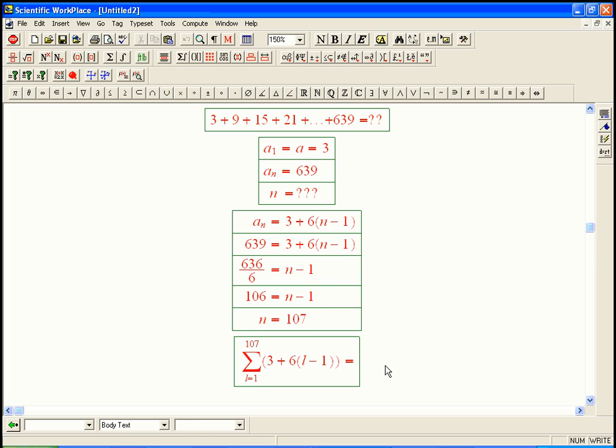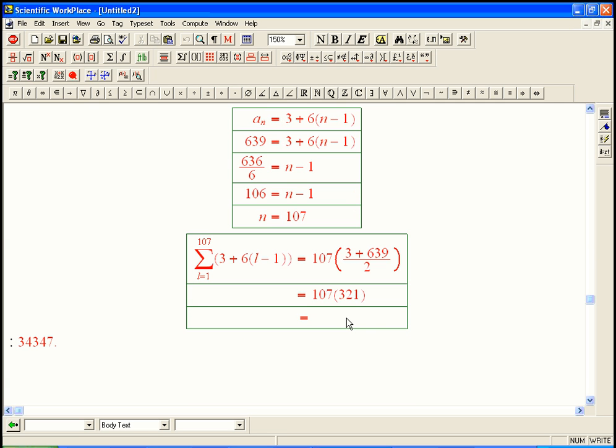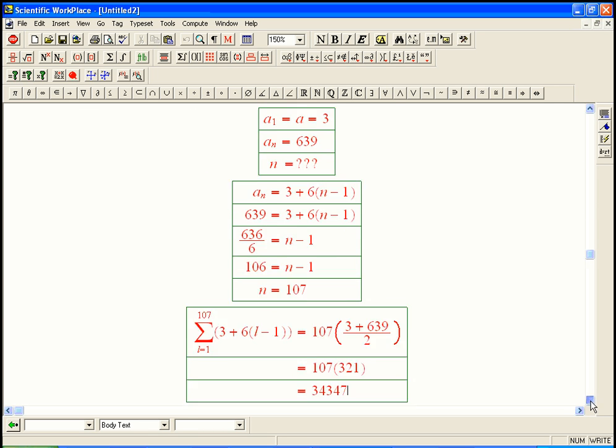Okay, so that is now going to be, okay, I've got the magic number n, and now I've got the average of the first and last, and that's 107 times 642 over 2, which is 321, and you know what, I'll let the computer do that for me, and so you get equals, well, it disappeared, 34347. Oh, that's kind of a cool number. 34347. And so that is the sum of that sequence. So that's where you have the first and last, but you don't know the number, and you have to actually figure out how many terms there are in there.